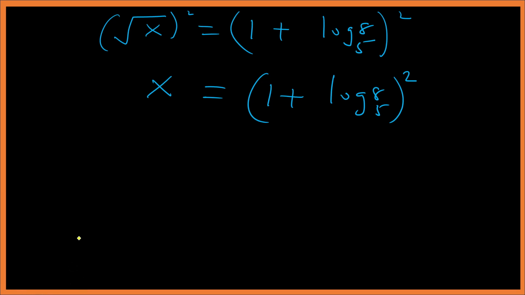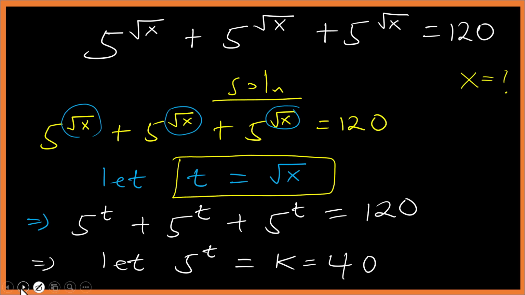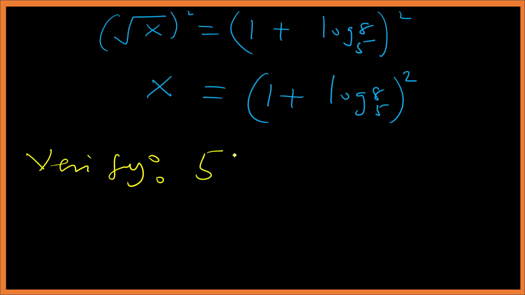So let's verify and see if our answer is correct. Let's verify. So remember, let's check the question. 5 exponent root x, 5 exponent root x, 5 exponent root x equals 120. So we want to verify if the sum of these three will give us 120. Okay. All right. So let's go.